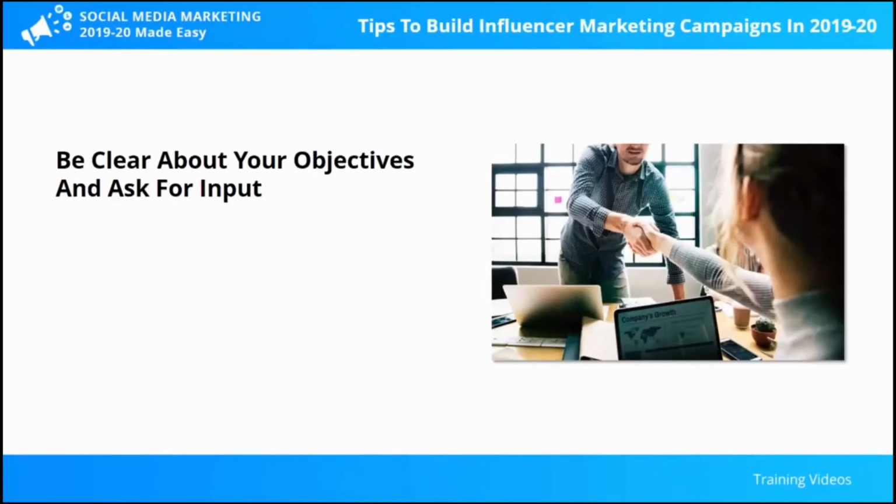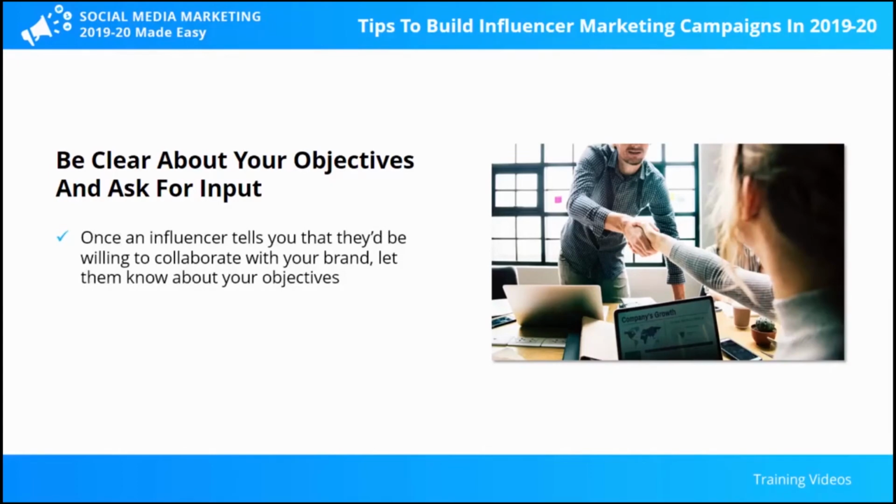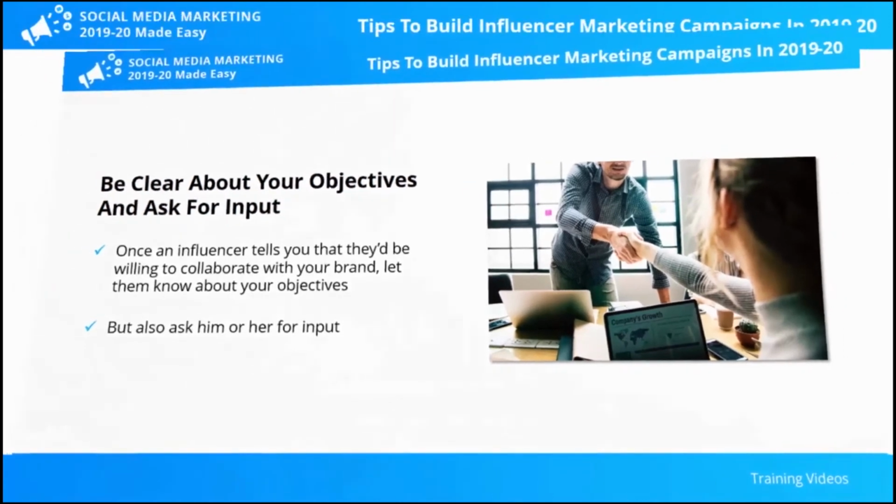Be clear about your objectives and ask for input. Once an influencer tells you that they'd be willing to collaborate with your brand, let them know about your objectives. Tell them how you'd like your brand to be represented and communicate your plans. But also ask him or her for input. True influencers know their audiences very well, so your best bet is to ask them how they would adjust your requirements to the way they actually work. Let them know that you're willing to give them entire creative freedom.